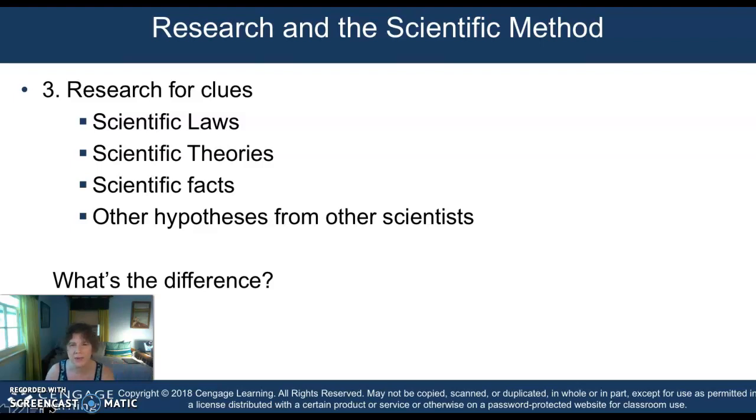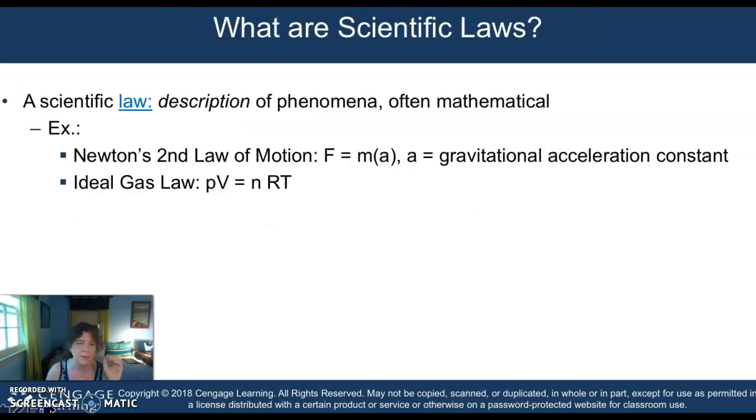I look through the scientific laws, the theories, the facts, and other people's hypotheses. We're going to get into all the specifics of that in a second. What's the difference between all these laws and theories and facts? Let's go into it. A scientific law is a description of the phenomena, not a qualitative description. A scientific law is a mathematical description of the phenomena. Generally, it's a mathematical description.